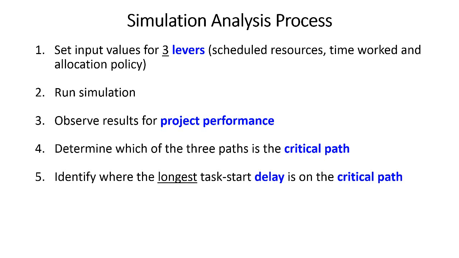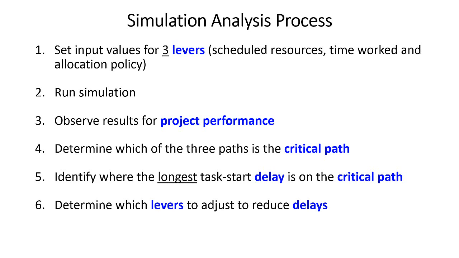And what we're going to do is we're going to be focusing in on that yellow color, which is time spent waiting for resources, places where we are forcing a task to delay its beginning because resources that are required are not available. Having identified the longest start delay, we're then going to determine what levers we want to adjust to try and reduce those delays. And then we're going to repeat step 1.